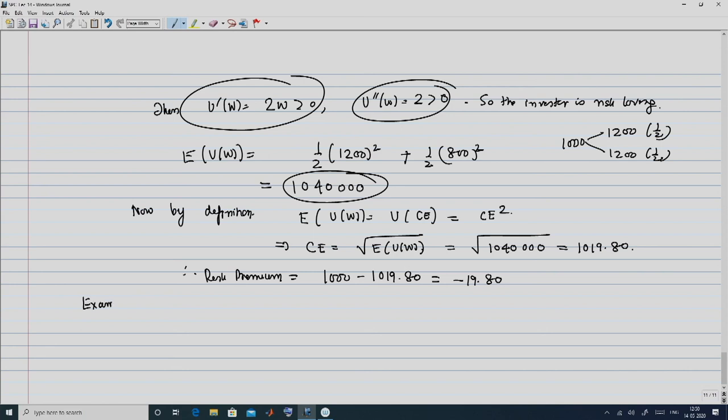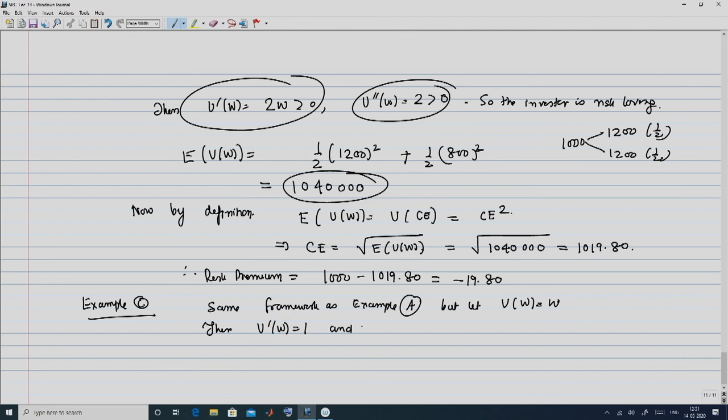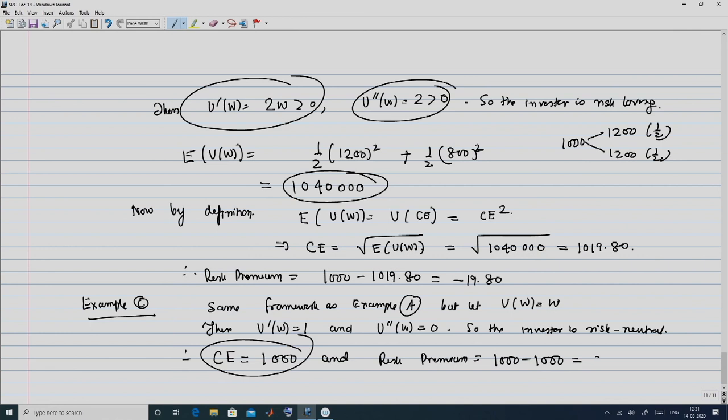So, to conclude our discussion, I look at the last example. In this case, you will have the same framework as example A again. But in this case, I will let the utility function be a linear function. So then u prime of w is equal to 1 and u double prime of w is equal to 0. So the investor is risk neutral. So therefore, what is going to be the certainty equivalent? The certainty equivalent obviously is going to be the same as your original amount 1000, and consequently the risk premium is going to be equal to 1000, which is the original amount, minus certainty equivalent, which is given here, and then this adds up to be 0.